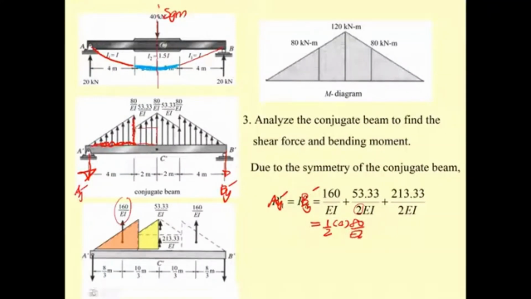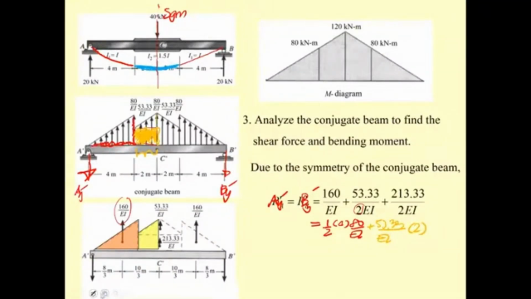That's the first one. Next, what we have is this one. Okay, and this one is going to have the height of 53.33 divided by EI. So it's going to be plus 53.33 divided by EI, and this has the 2 meter. So we're going to times this one by 2. Okay, times this one by 2, and then the last one that you may have is this one.